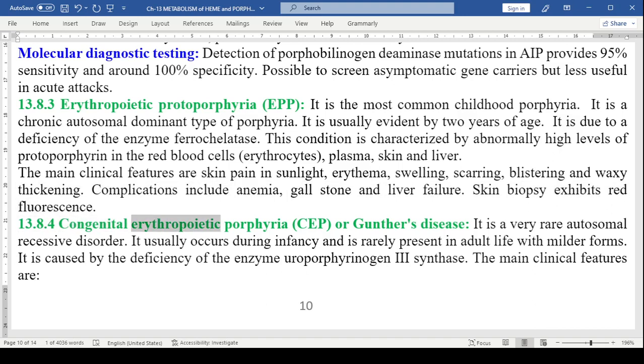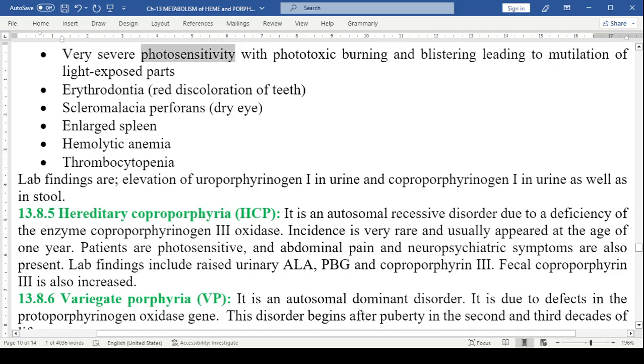13.8.4 Congenital erythropoietic porphyria, CEP, or Gunther's disease. It is a very rare autosomal recessive disorder. It usually occurs during infancy and is rarely present in adult life with milder forms. It is caused by the deficiency of the enzyme uroporphyrinogen 3 synthase. The main clinical features are very severe photosensitivity with phototoxic burning and blistering leading to mutilation of light-exposed parts.